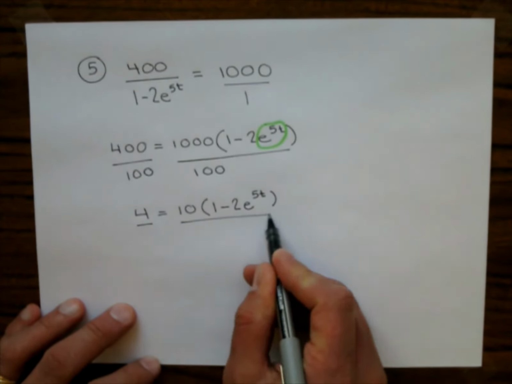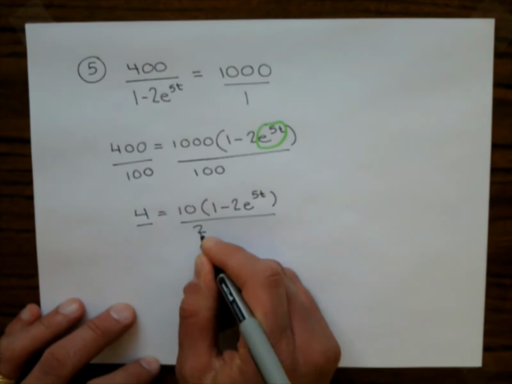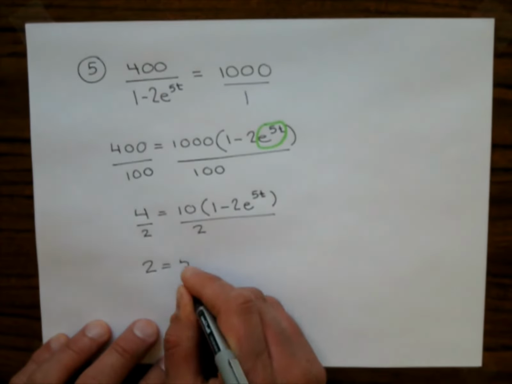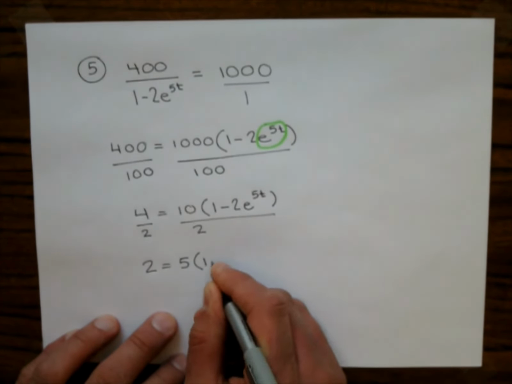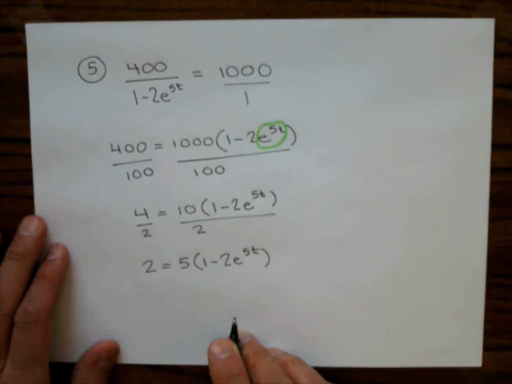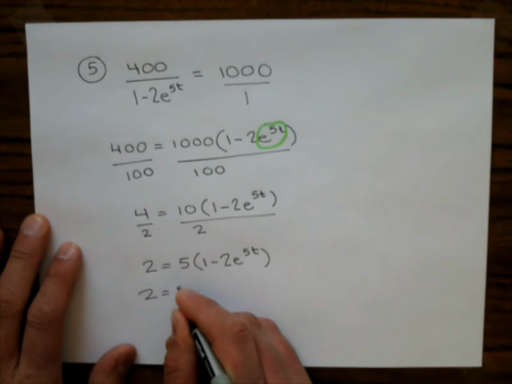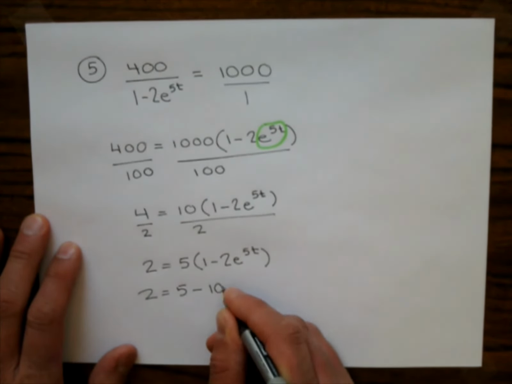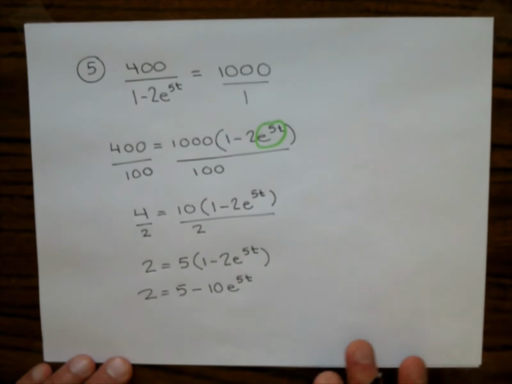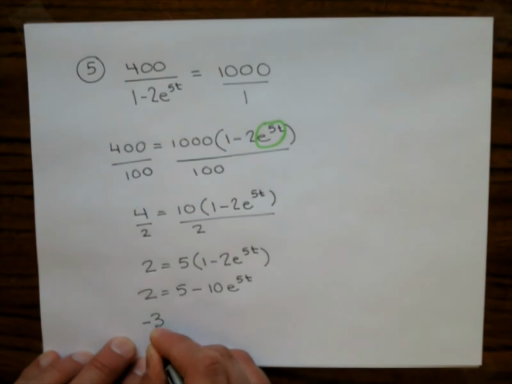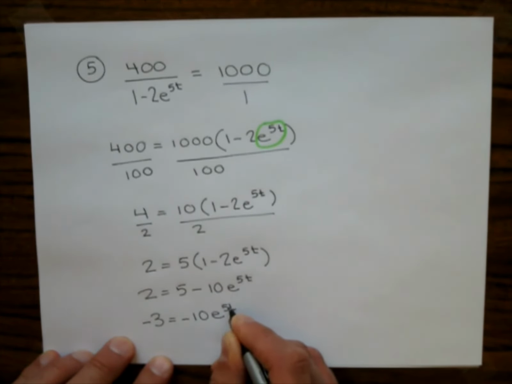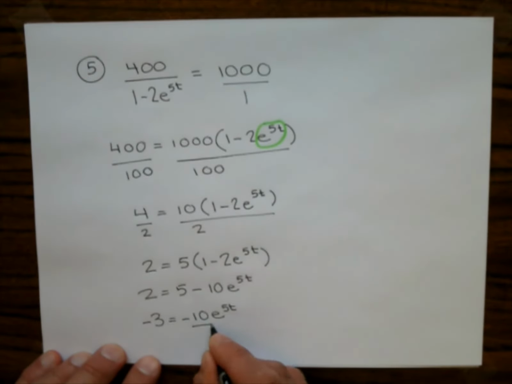We could have actually done better and maybe divided by 200 instead of 100. So 2 equals 5 minus 2e to the 5t. Okay, I'm going to distribute that 5. So we have minus 10e to the 5t. What I'm going to do now is subtract a 5 on both sides. So negative 3 equals negative 10e to the 5t. I'm going to divide both sides by negative 10.